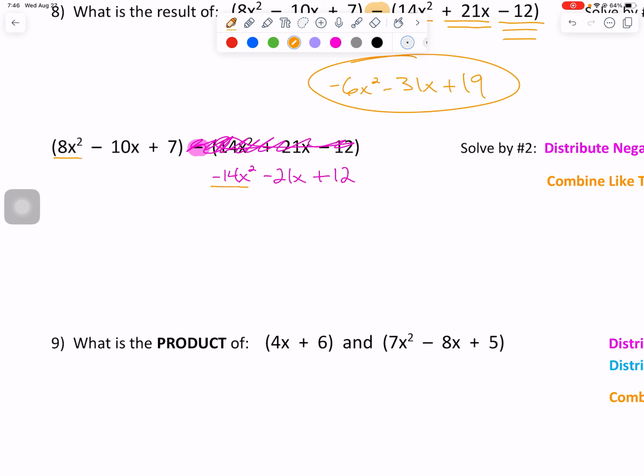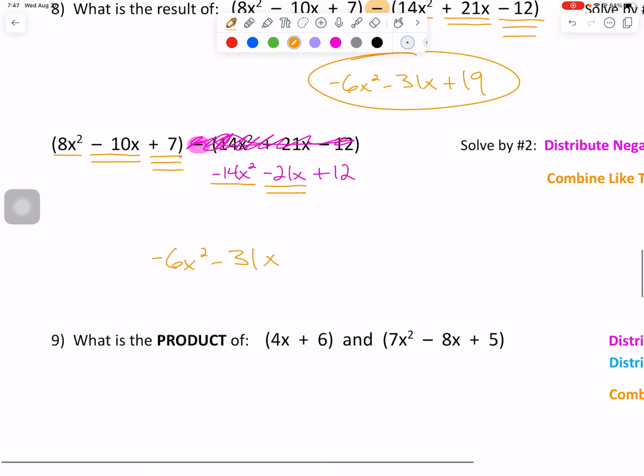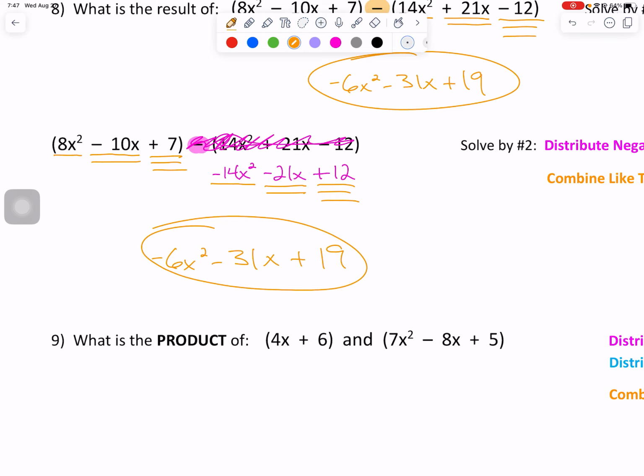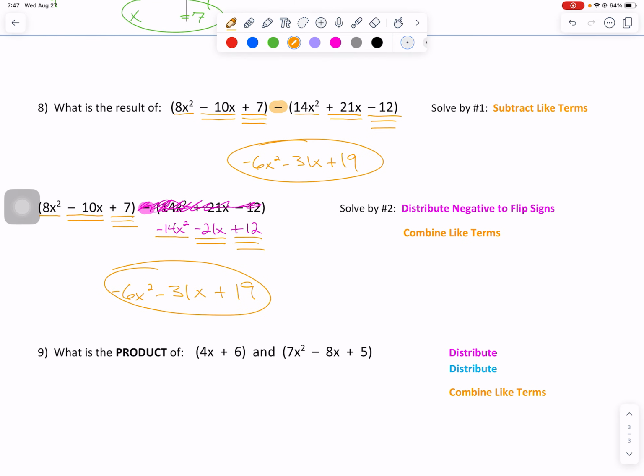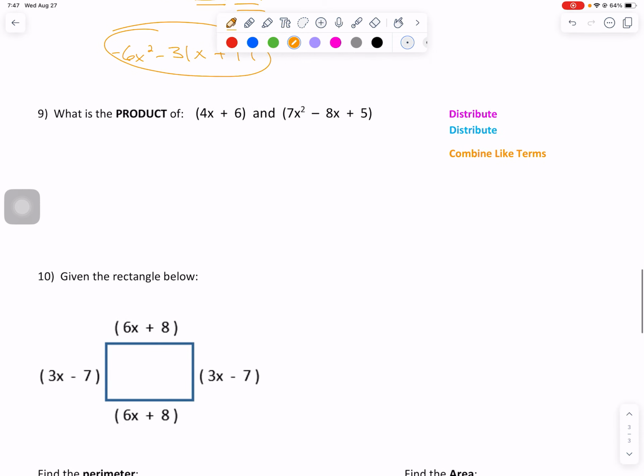8x squared minus 14x squared gives us negative 6x squared. Negative 10x minus 21x gives us negative 31x. And 7 plus 12 gives us 19. So depending on your comfortability level, you can work either one of those routes. Does not matter, but please feel free to choose whatever works best. Number 9, what is the product? When we see the product, we will multiply.